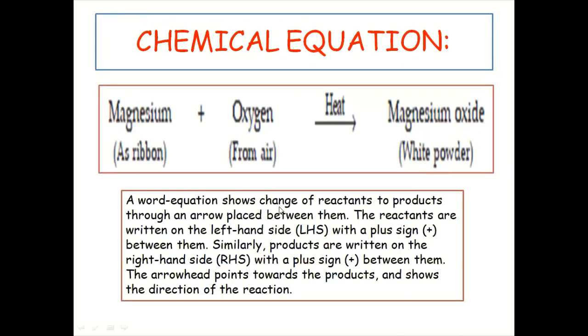A word equation shows the change of reactants to product through an arrow placed between them. The reactants are written on the left hand side with a plus sign between them. Similarly, products are written on the right hand side with a plus sign between them. The arrow points towards the product and shows the direction of the reaction. Here magnesium is a reactant and oxygen is a reactant. They both combine. That is why a plus sign has been given over here.